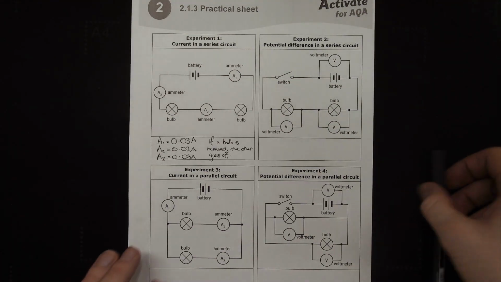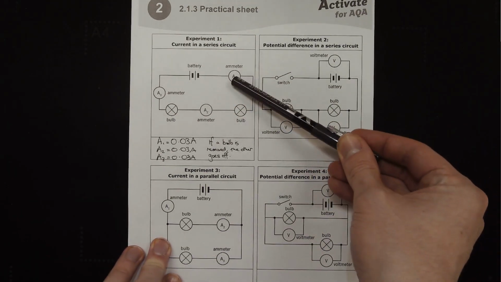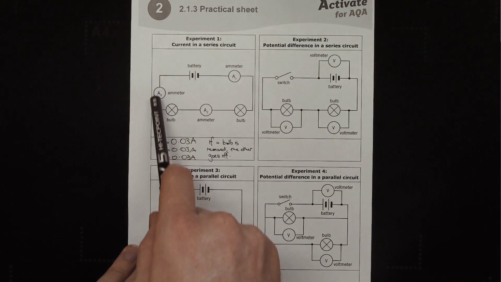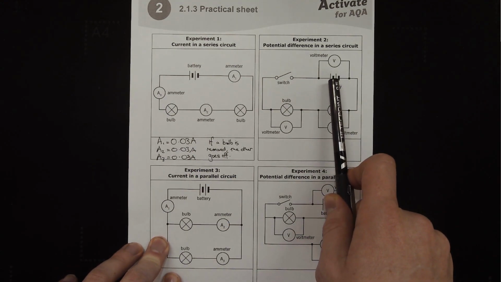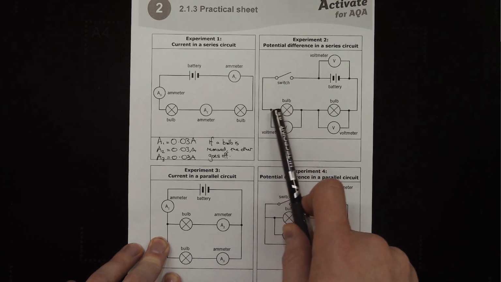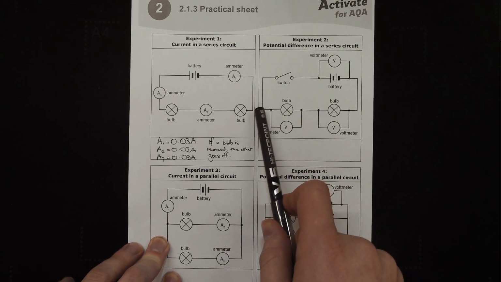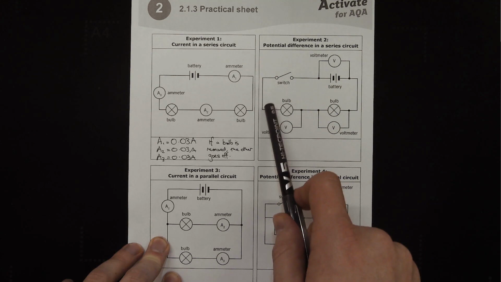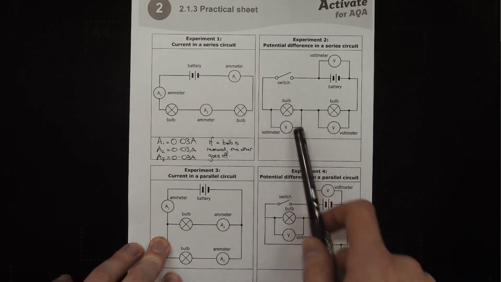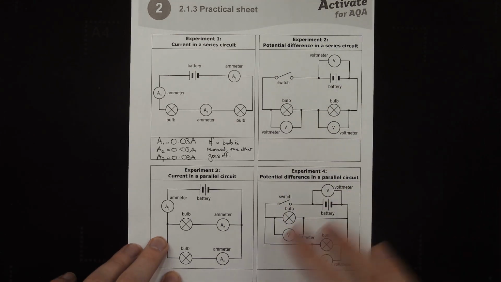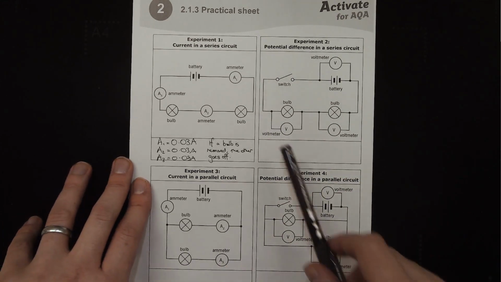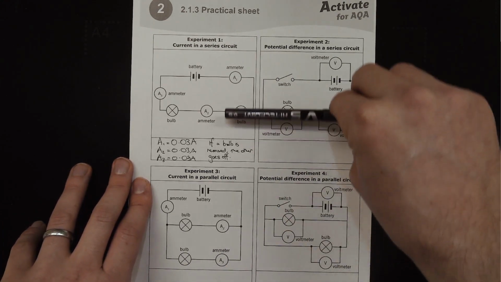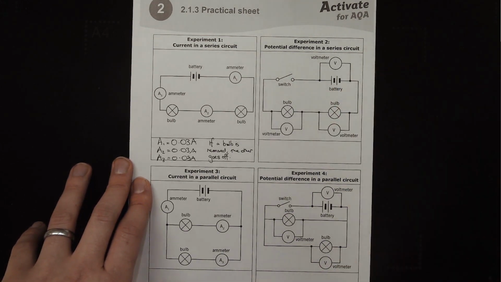But notice the difference. Here, the ammeters are in series. The wire goes through the ammeter to get to the bulb. Here, the voltmeters are in parallel. The current could go through the bulb or through the voltmeter. Now, the voltmeter's got an infinite resistance, practically, so no current actually goes through the voltmeter, but we can see they are on a separate branch to the bulb.